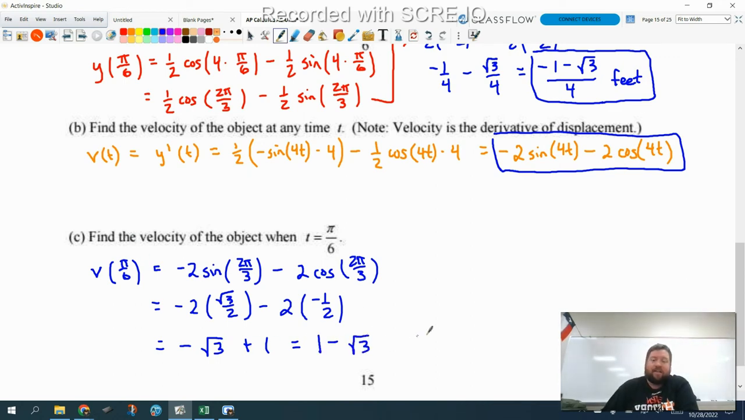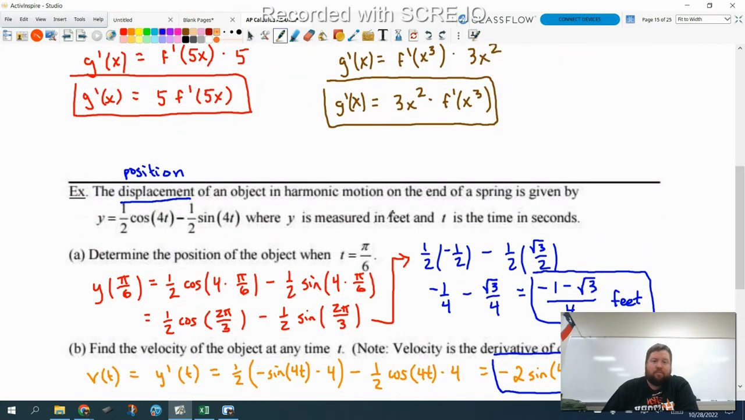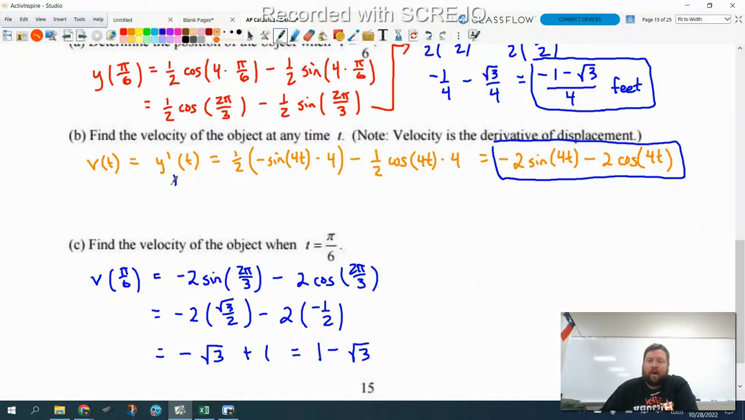All right, velocity is a rate of change. When you took the derivative, you created a rate of change that's in feet on top per second. So this is the same thing. Y prime, remember, is dy over dt. So dy is in feet, dt is in seconds. So your answer here is in feet per second.